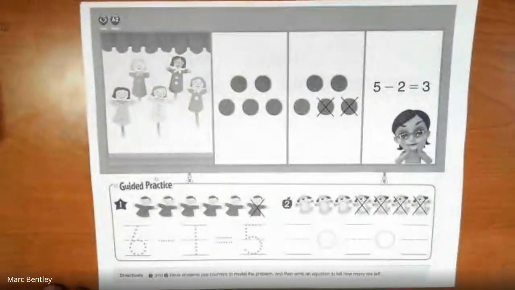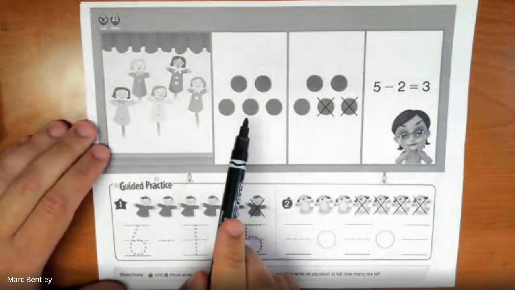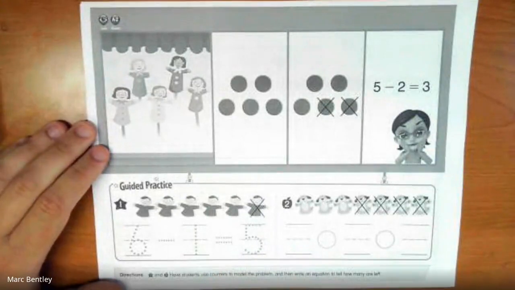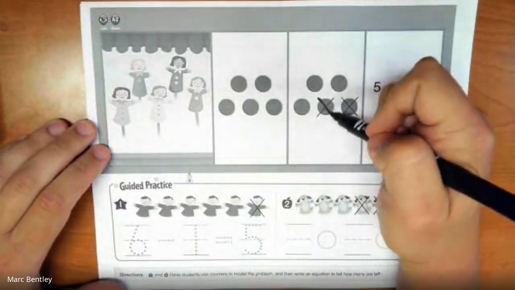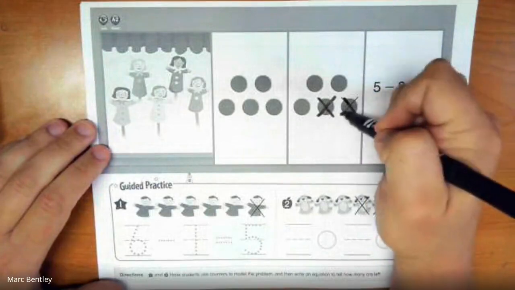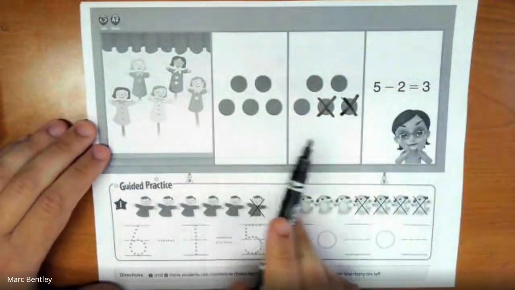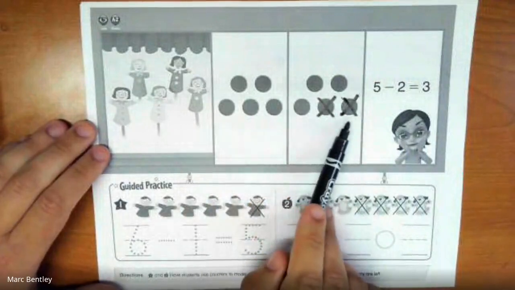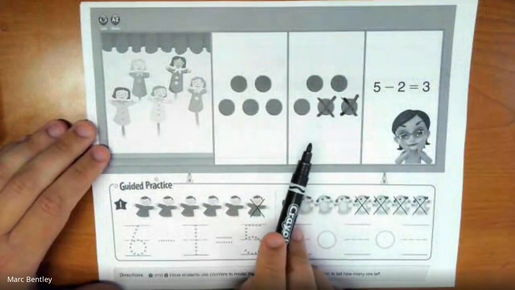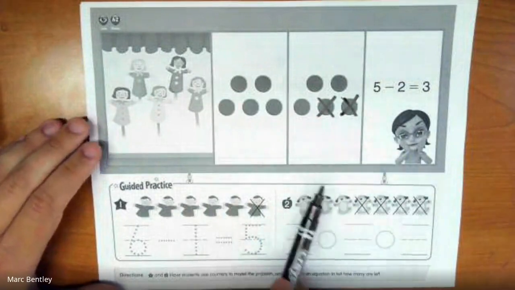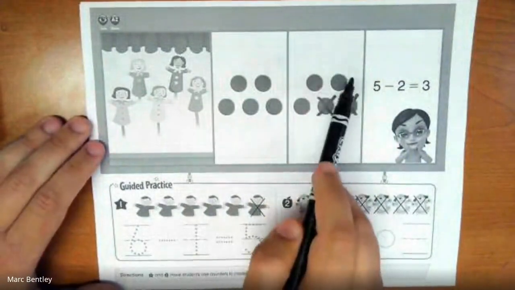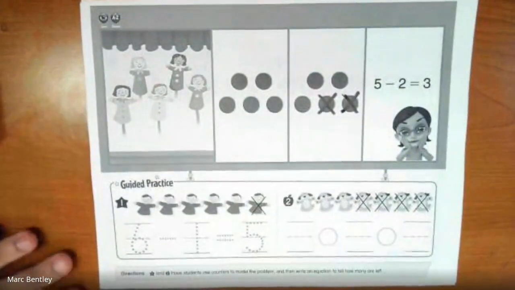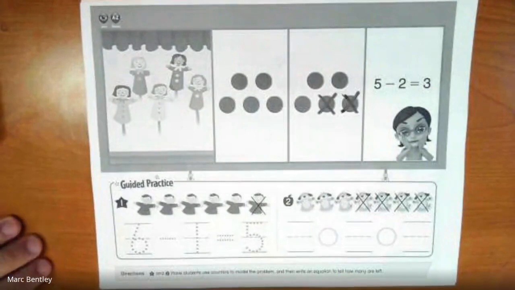Okay, so as you can see, we're starting off with 5 counters: 1, 2, 3, 4, 5. And what we're going to do is take away 2 of those counters. So 1, 2. So we start with 5, we take away 2, and how many do we have left? If you said 3, you're absolutely right. We got 1, 2, 3. So nice job. So now we're just going to move through and do some practice problems.